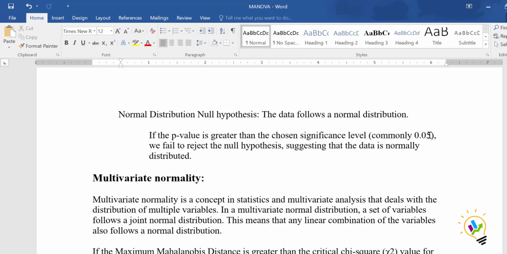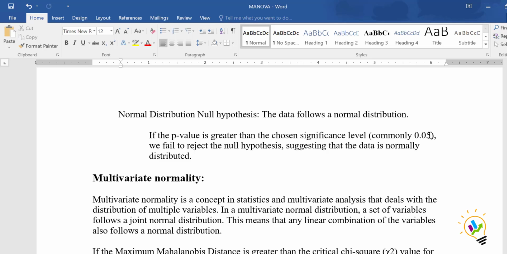It means if the significant value is less than 0.05, the data is not normally distributed. If the significant value is more than 0.05, then the data is normally distributed. What is this value 0.05? 0.05 is called the significance level, alpha equal to 0.05. Confidence interval 95%, significant value will be 0.05.